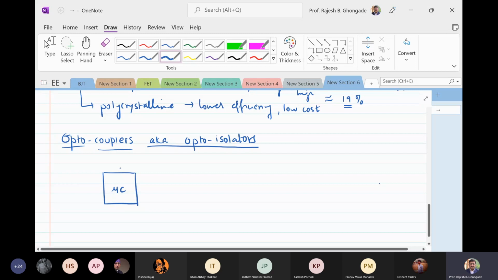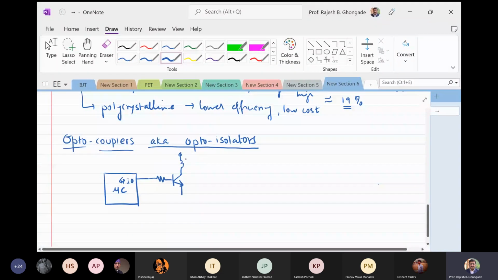If some of you have been working with Arduino, you will be in a slightly better position to know what a microcontroller is. So a microcontroller is a small microcomputer which can drive something, but we have to use a transistor, maybe a relay.